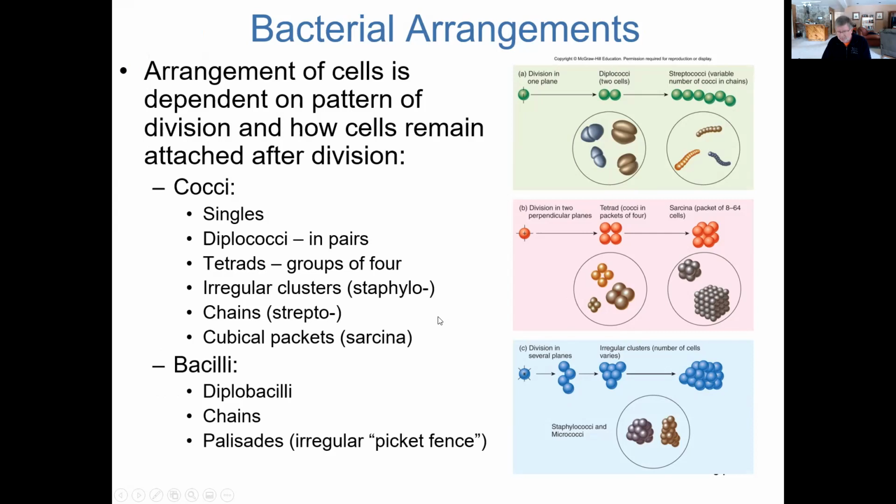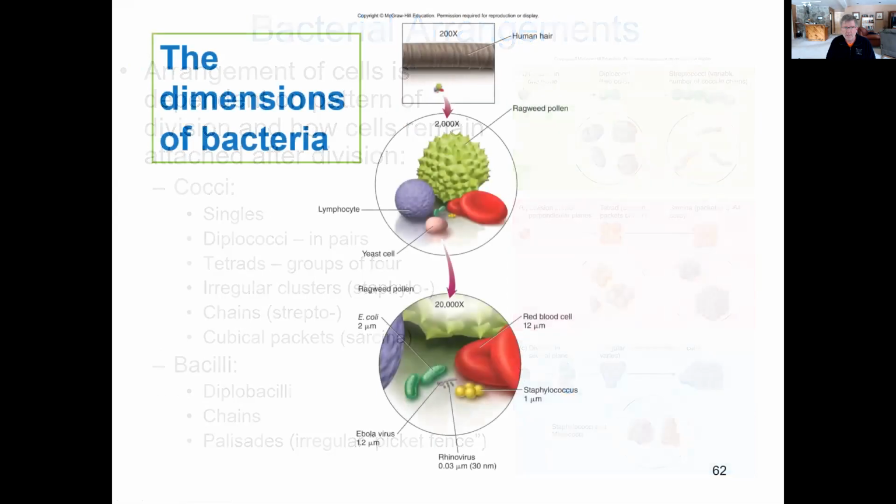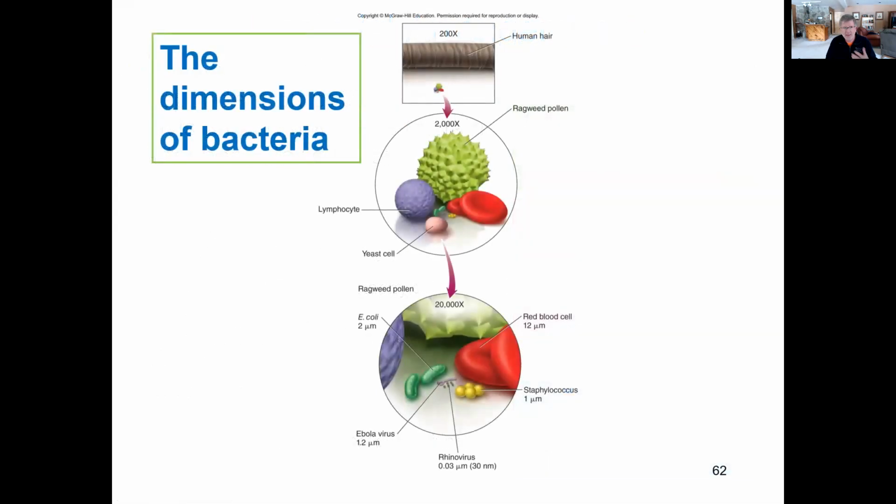So just something to be cognizant of. A variety of shapes, a variety of divisional processes that can result in unique shapes. This is just another slide that kind of has us hopefully take a step back and realize just how small, again, some of these bacteria are, like E. coli or Staphylococci, compared to, say, a red blood cell or a pollen grain.